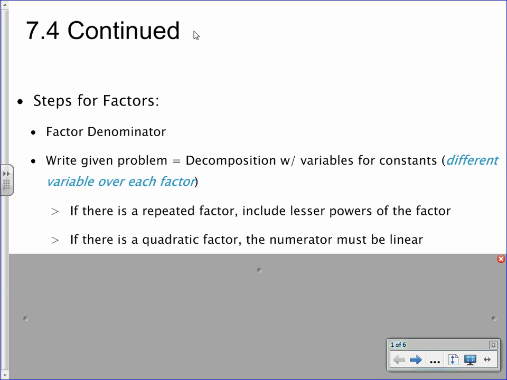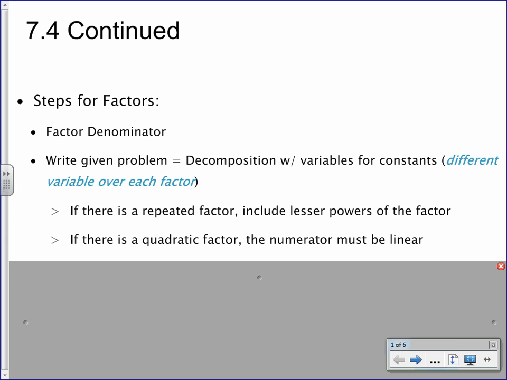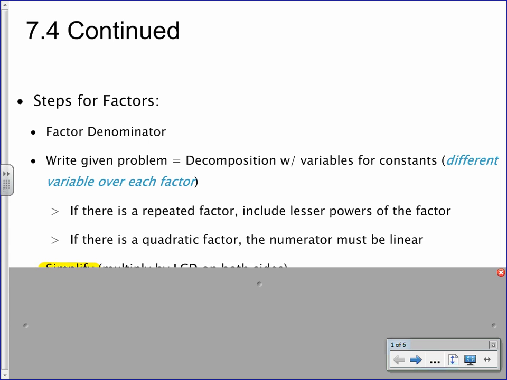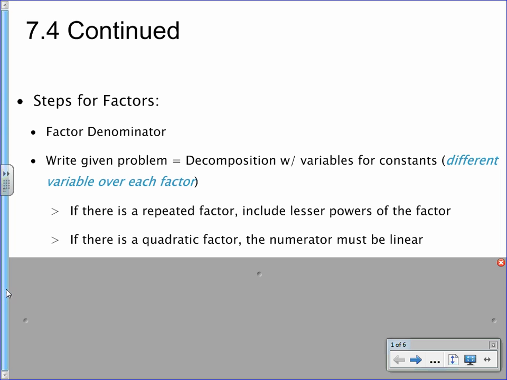Okay, so this is what we talked about yesterday. Factor the denominator, break it apart into however many factors that we have. You already wrote this down yesterday, right? If there's a repeated factor, we have to include the lesser powers. If there's a quadratic factor, the numerator must be linear. That's what we went over yesterday. Now, we actually get to solve for A, B, C, D, and so on. Okay?